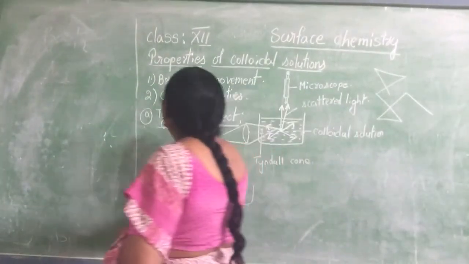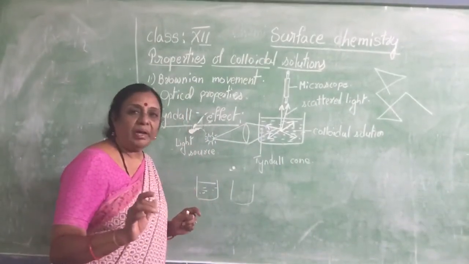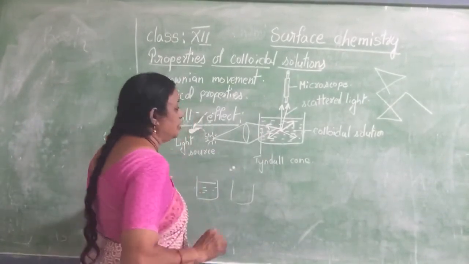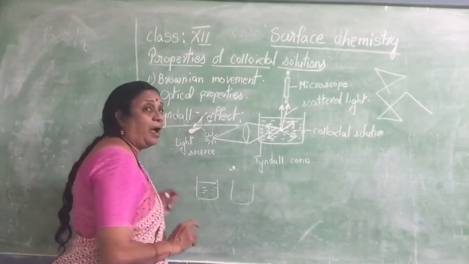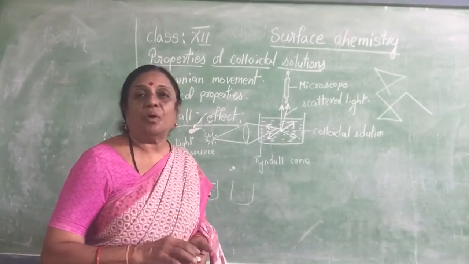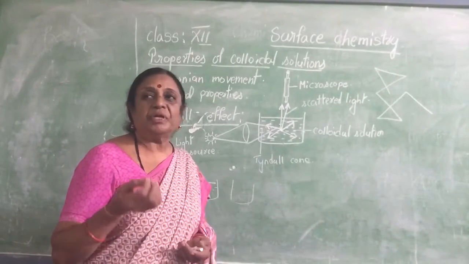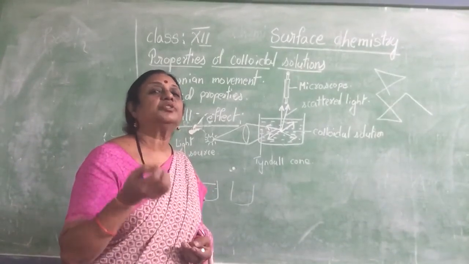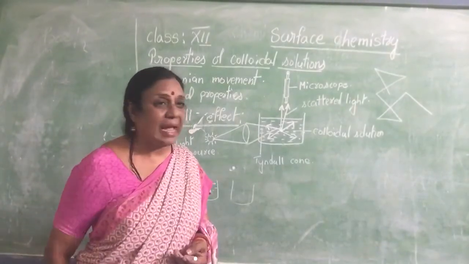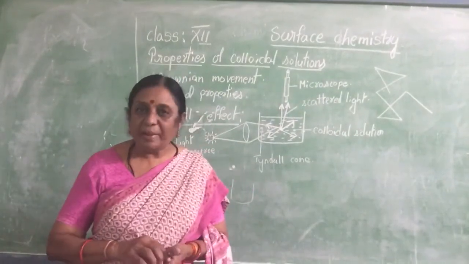Now next, optical property, that is Tyndall effect. Optical means light property. Children, we have to take two beakers. In one beaker, true solution. In another beaker, colloidal solution. When white light is passed through the true solution, the path of the light is not visible. The reason is the size of the true solution particles is so small that they can absorb but cannot scatter the light in all directions. That is due to the small size of the particles.